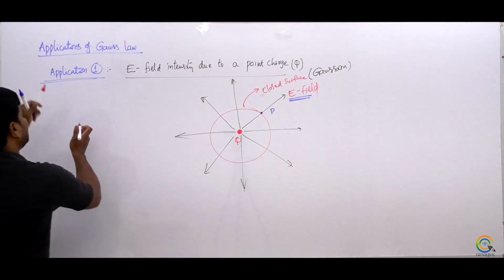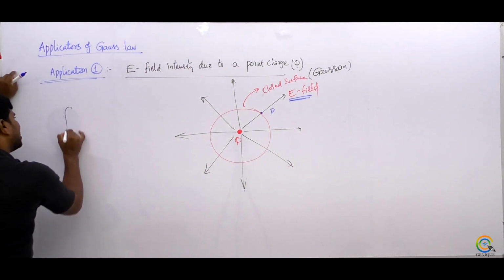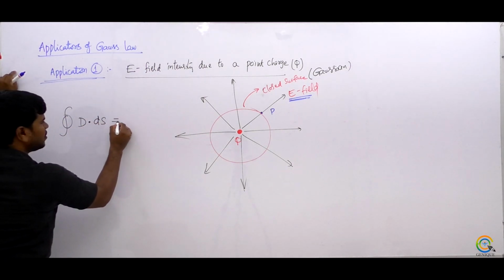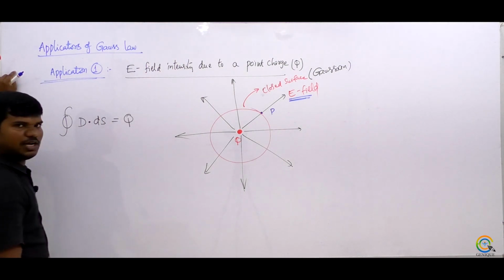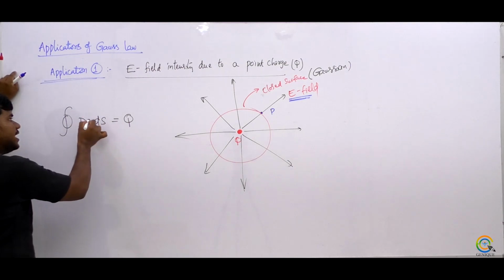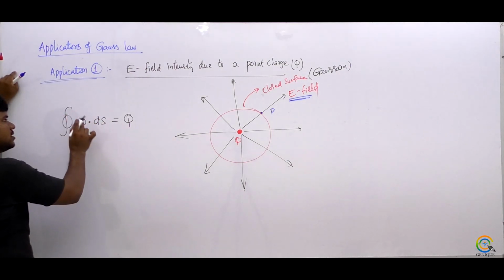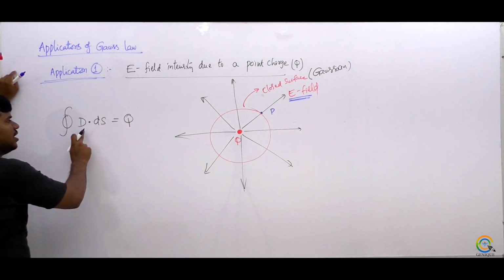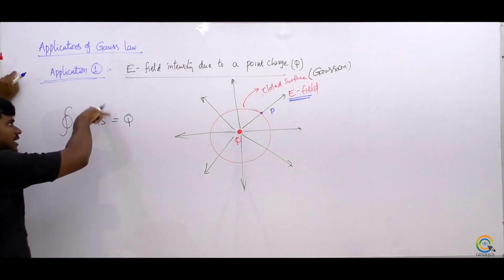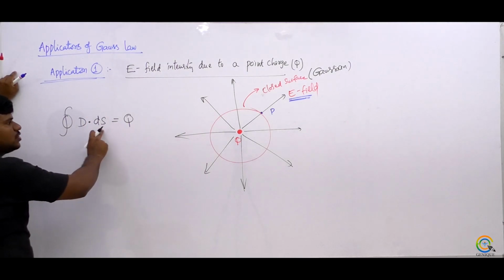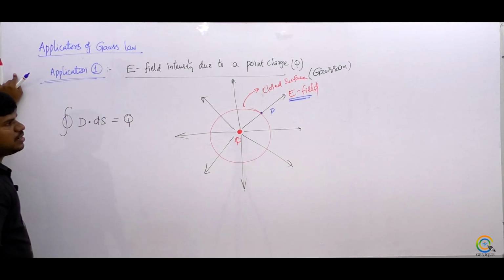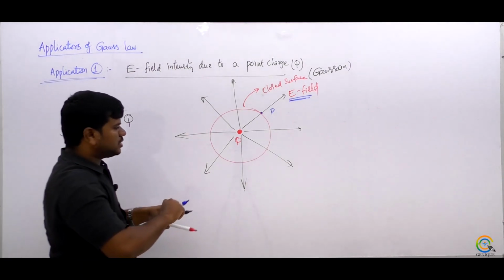See, what is Gauss law? The closed surface integral of D dot dS equals the charge enclosed in the volume. What is this term saying? The net flux leaving any closed surface. Why is it net flux leaving? Coulomb per meter square into meter square is coulombs, which means the electric flux leaving any closed surface equals the charge enclosed in the volume. Understand?